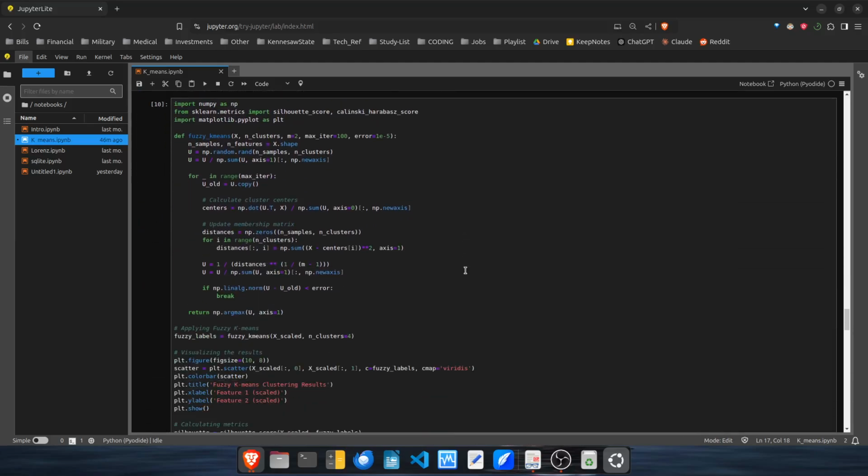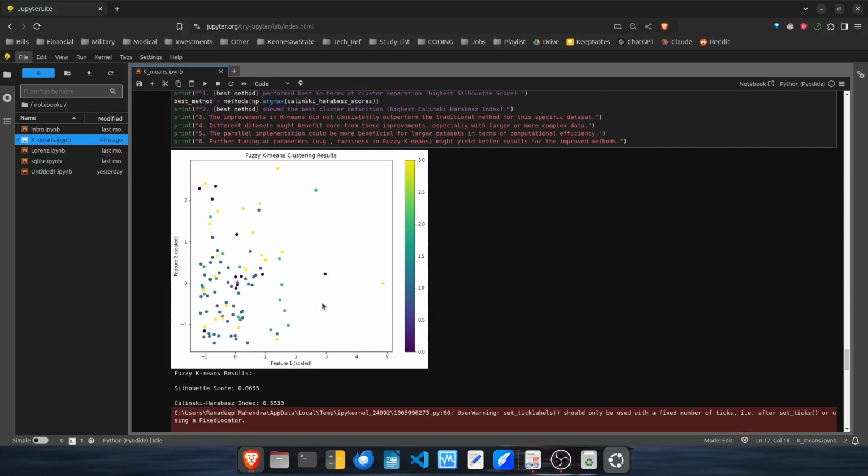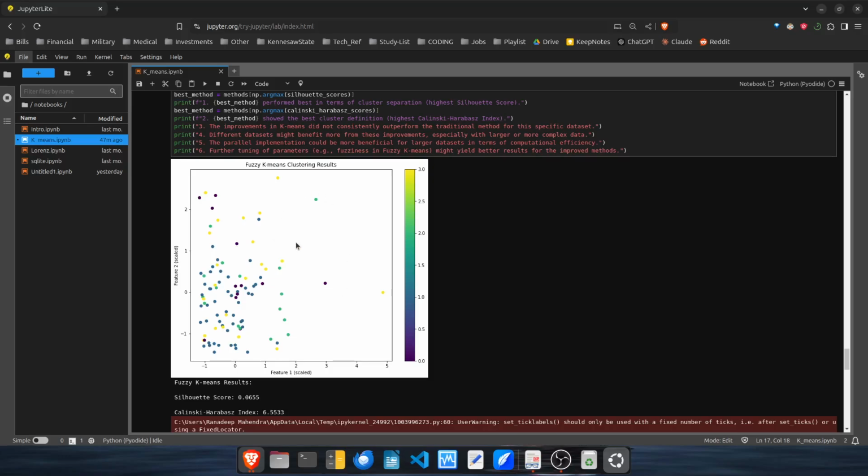Now, for the probability element, we use a matrix to pretty much determine the probability of a certain node being within a certain cluster. And here we go, similar results.